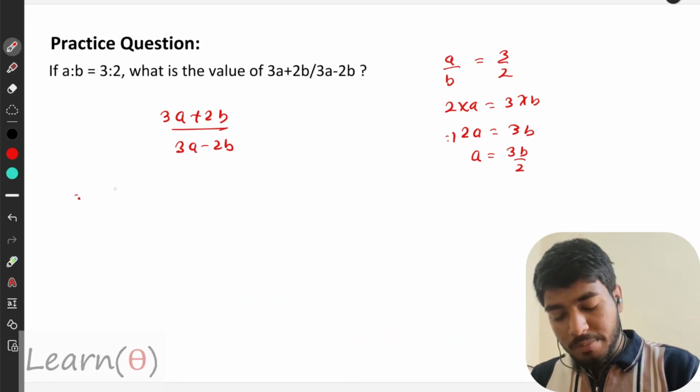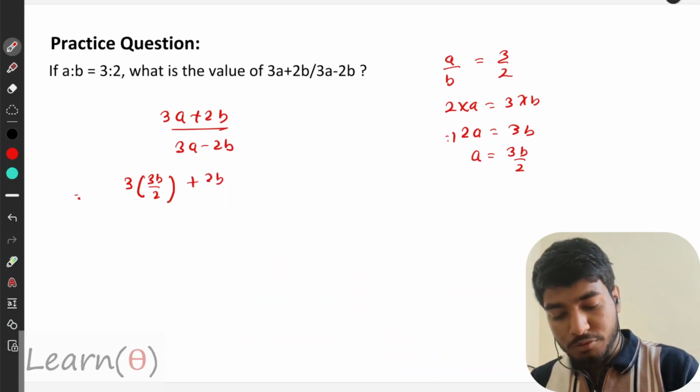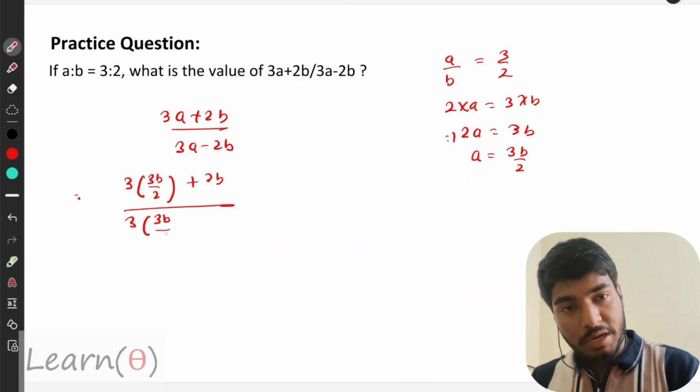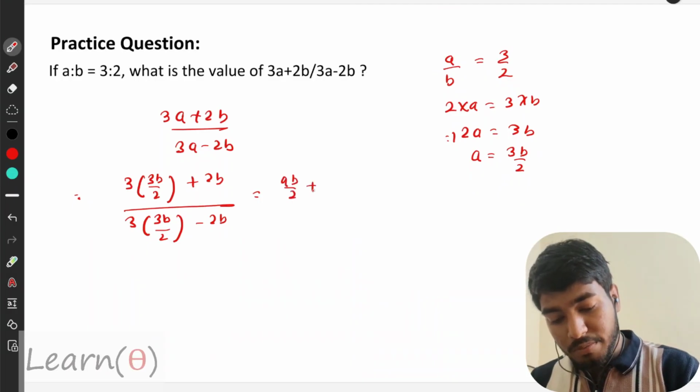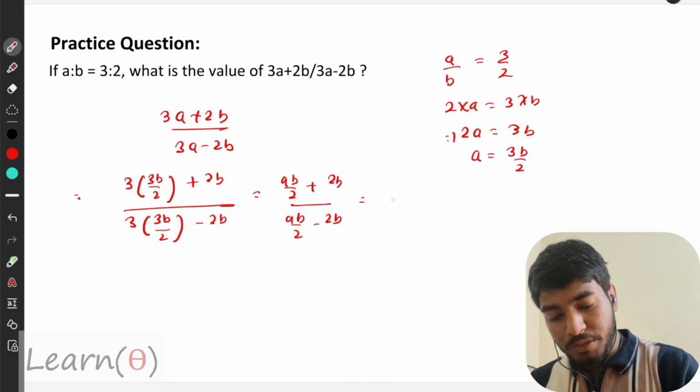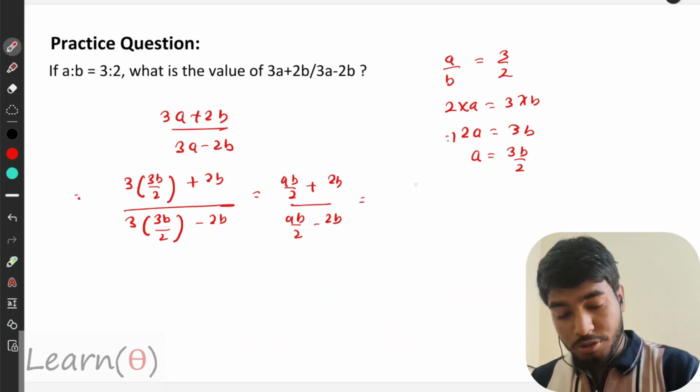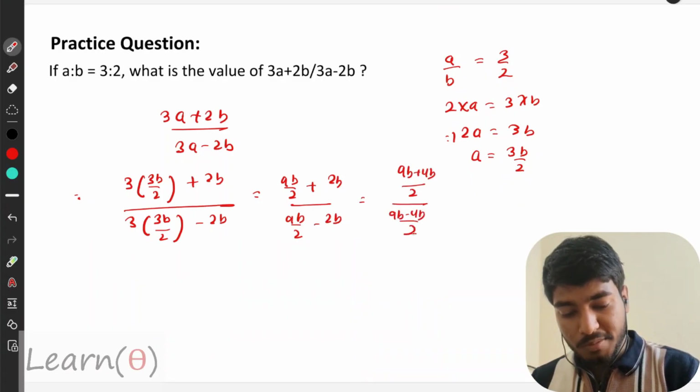I am given 3a plus 2b. So can I write 3b by 2 instead of a? Can I write it as 3 into 3b by 2 plus 2b, divided by 3 into 3b by 2 minus 2b? That means 9b by 2 plus 2b divided by 9b by 2 minus 2b. The LCM is 2. So 9b plus 4b divided by 9b minus 4b, all by 2.